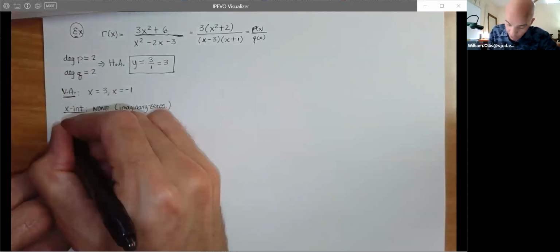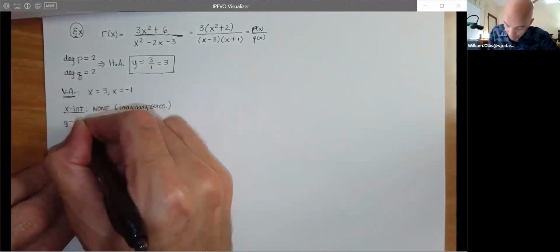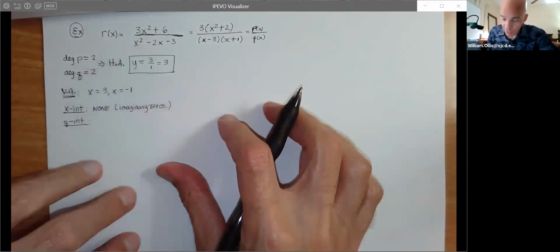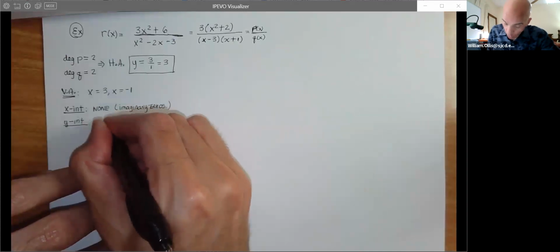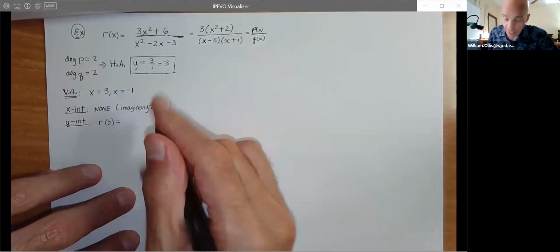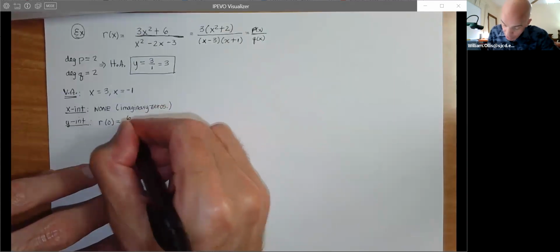And now for the y-intercept, we look here and we just replace x with 0. So r of 0. So all of these terms go away and we're left with 6 divided by -3, which is -2.